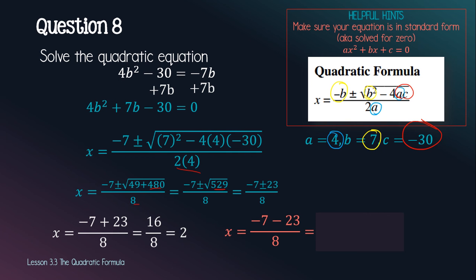My other answer, x is going to equal negative 7 minus 23. I'm using that second operation here. And dividing that by 8, we end up with negative 30 over 8, and that just simplifies to negative 3.75. So my two answers: x equals 2 and x equals negative 3.75.